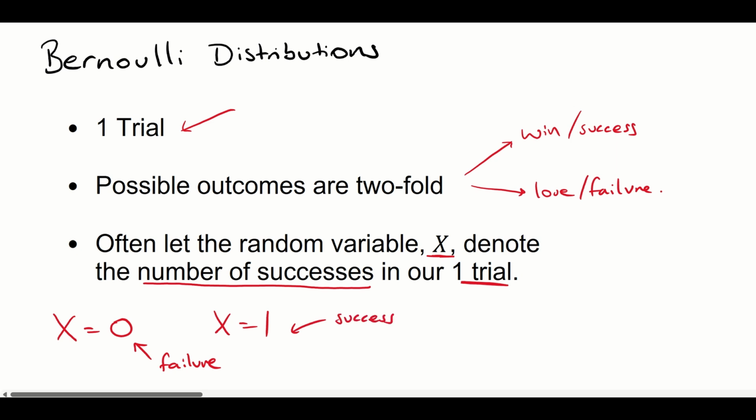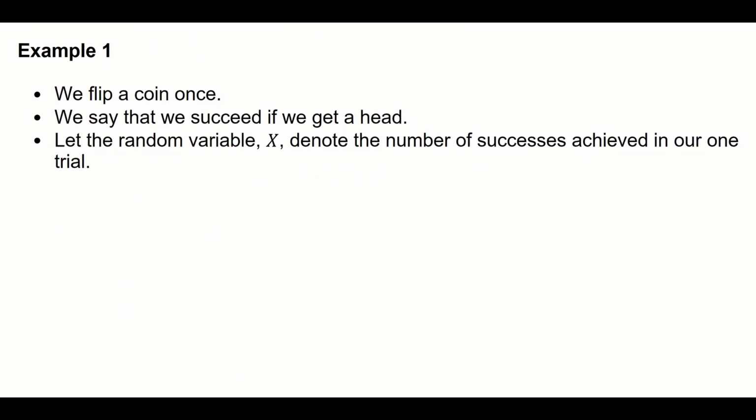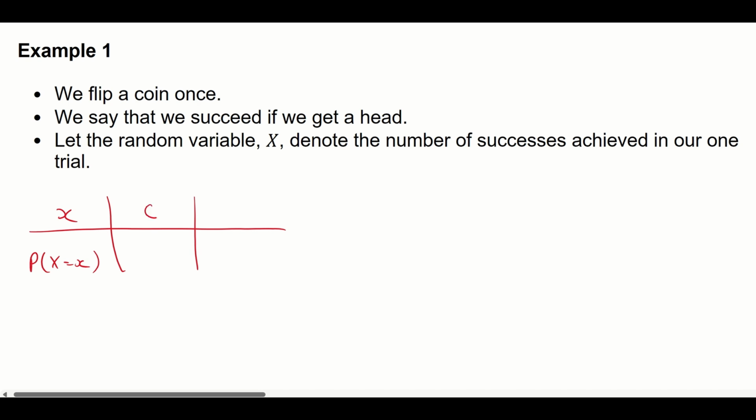Let's have a look at a few practice problems to get the hang of what's going on here. So here we've got a pre-written example. We flip a coin once and we say that we succeed if we get a head. Let the random variable x denote the number of successes achieved in our one trial. So let's say we wanted to build a probability distribution table. So we have our x and our probability that X is x. Now, it can either be 0 successes or we could have 1 success.